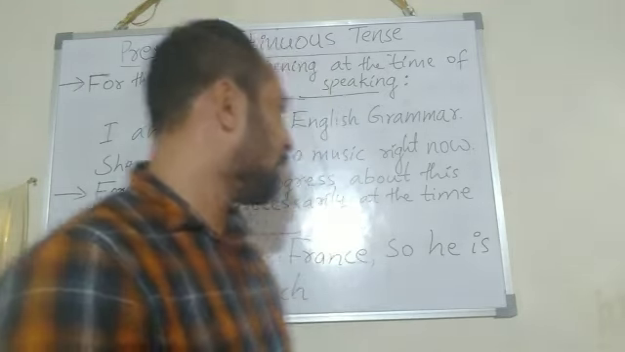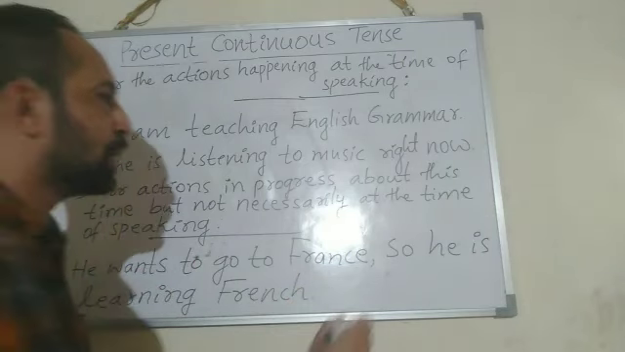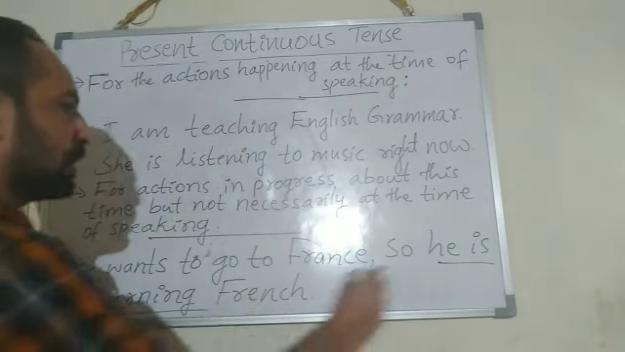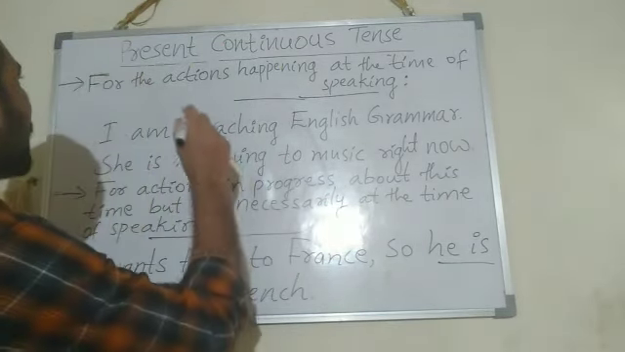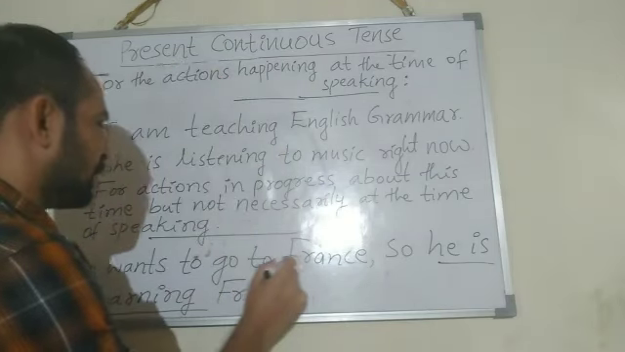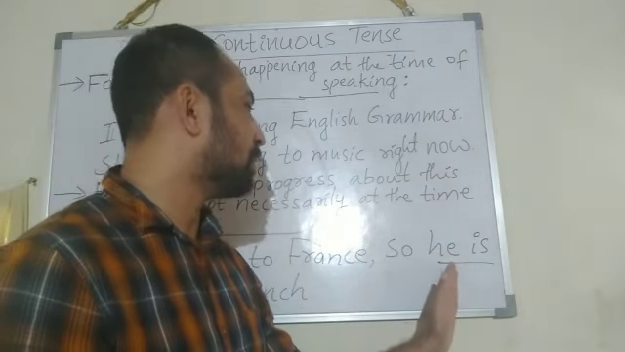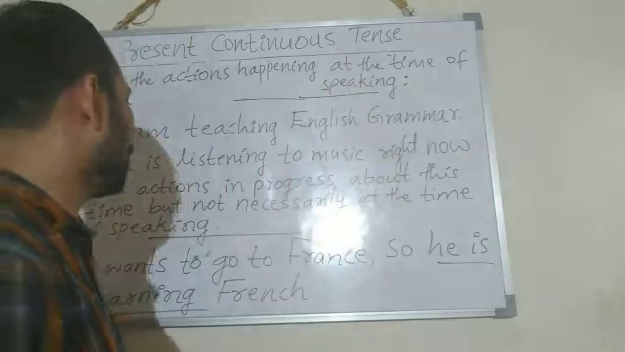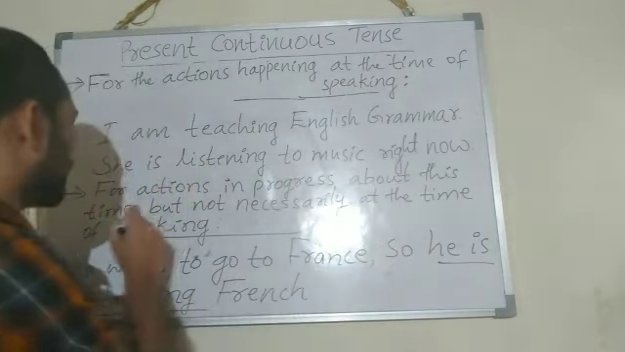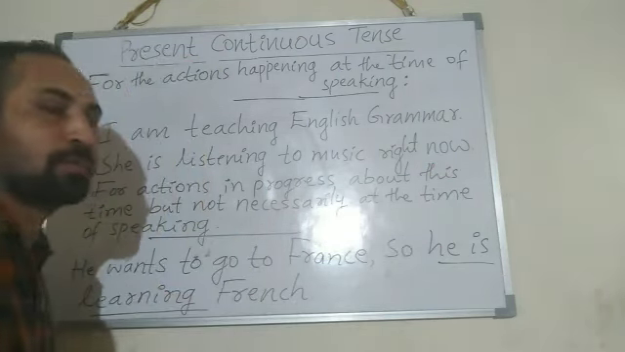So here the example, he wants to go to France, so he is learning French. This part is an example for present continuous tense. He wants to go to France is the simple present tense part. He is learning French is the present continuous tense part. We use it for actions in progress about this time, but not necessarily at the time of speaking.